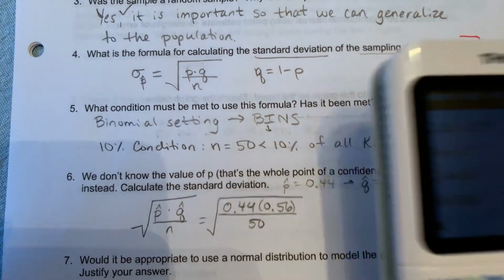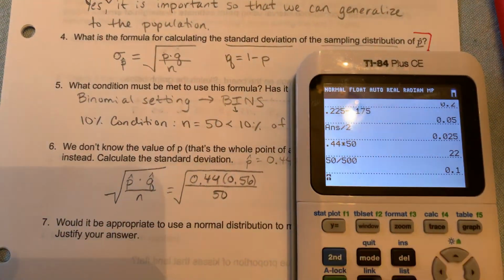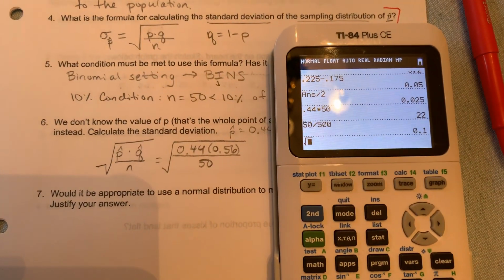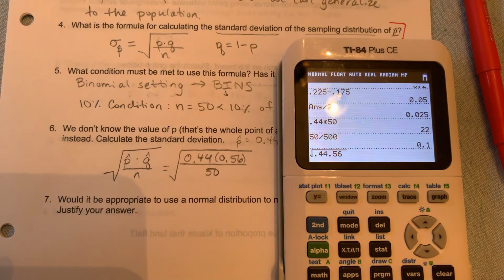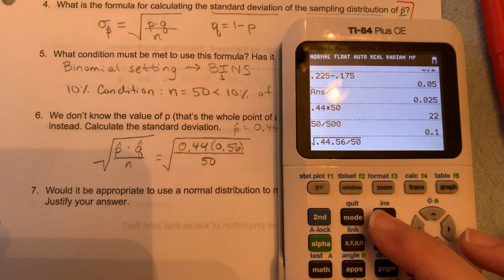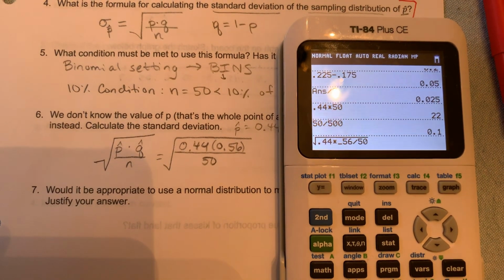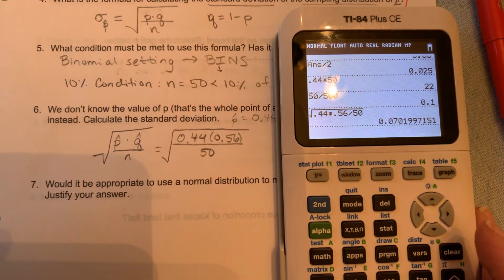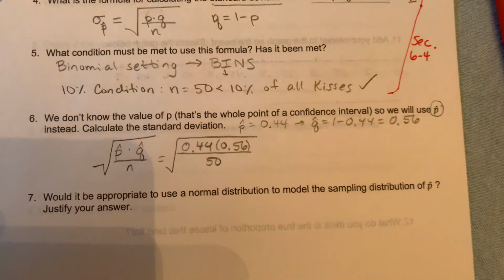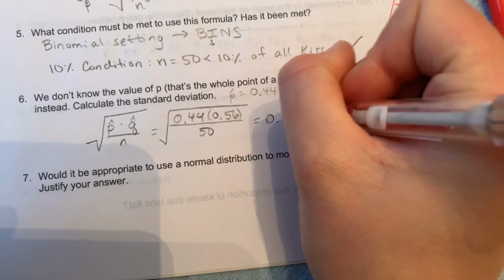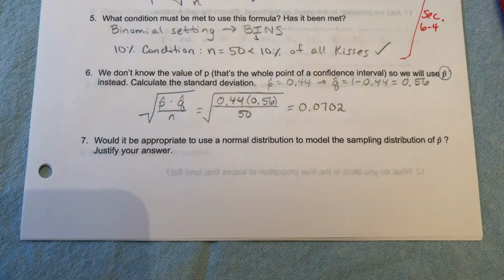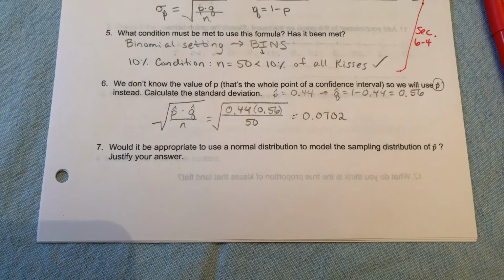The nice thing is that we can type that whole thing into our calculator. We start with the square root, second, and then the x squared key gives us that square root, that key right there. Okay, so then we have 0.44 times 0.56, and we're dividing by 50. Oops, I did forget my times. I'm just going to hit the second insert key, and that allows me to insert my times. Okay, there we go. So I get 0.0701, et cetera. I'm going to round it to 4 decimal places. So I have 0.0702.